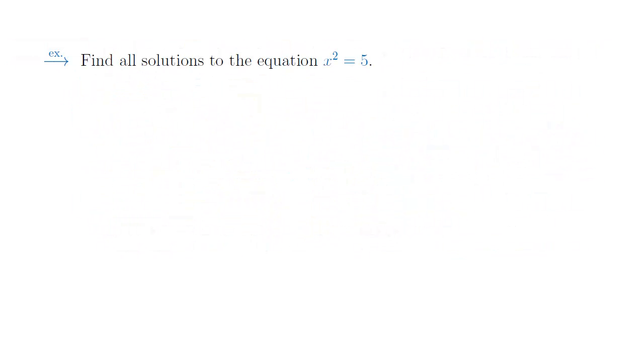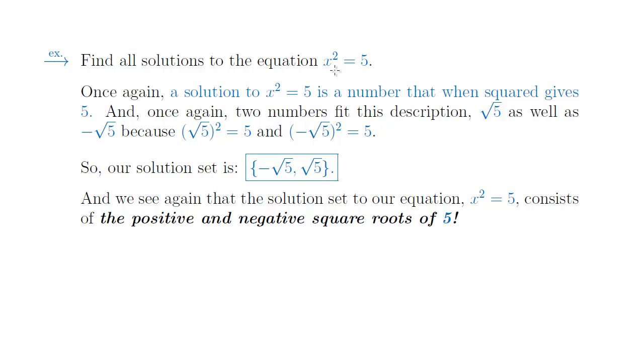Let's take a look at a second example. Find all solutions of the equation x squared equals 5. Once again, a solution to x squared equals 5 will be a number that when squared gives us 5. Think, what squared gives us 5? Once again, there are two numbers that fit this description: the square root of 5 and the negative square root of 5, because square root 5 squared and negative square root 5 squared both give us 5. Therefore, our solution set consists of the two numbers negative square root 5 and square root 5.